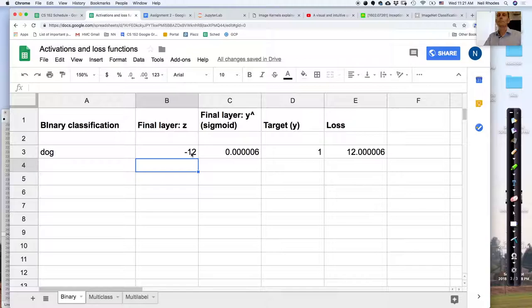So, does that make sense? So we have very, very low loss if we are very, very close to our target. And we're symmetric in terms of 0 and 1, right? If our target were 0, and this were that same delta from 0, we get the same loss.